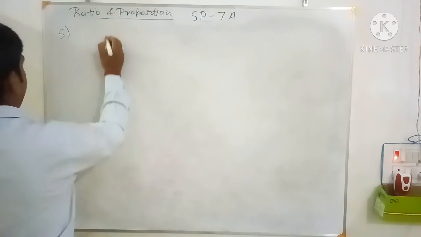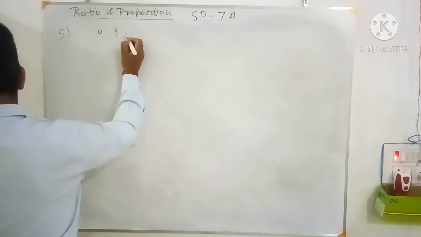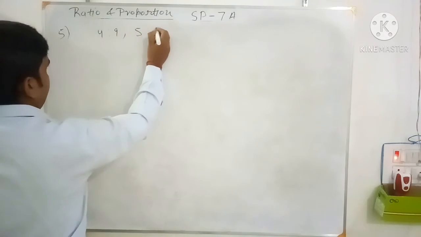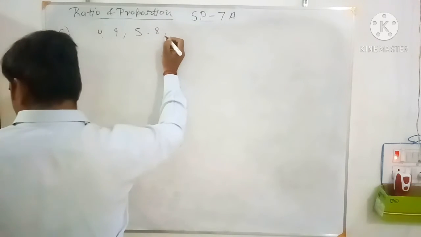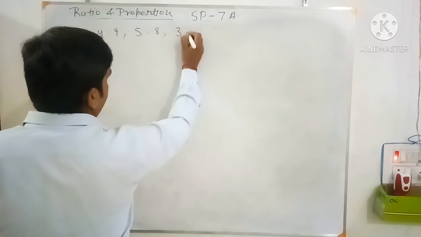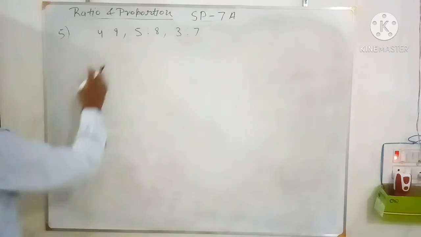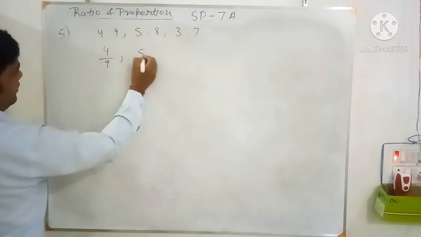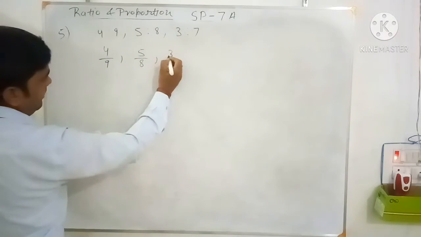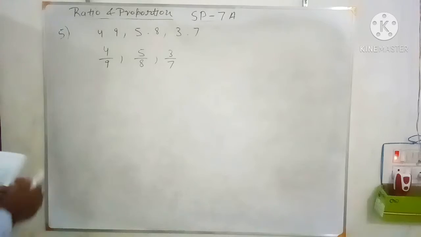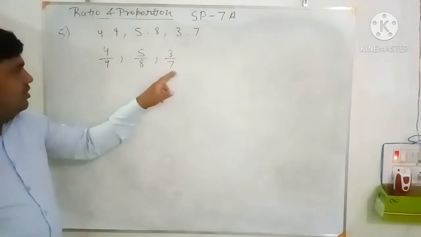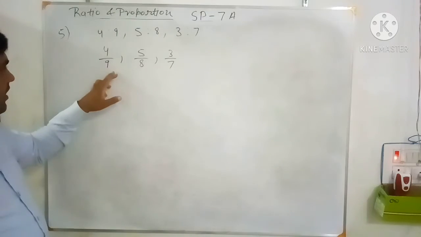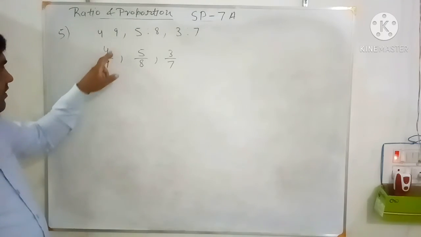The ratios is given 4 is to 9. First ratio given 4 is to 9. Second ratio given 5 is to 8. And third ratio given 3 is to 7. So again we write this ratio in the fraction form. 4 is to 9 can be written as 4 by 9. 5 is to 8 can be written as 5 by 8. And 3 is to 7 can be written as 3 by 7. Now again to compare the value of these ratios, you have to make its denominator same. Again we calculate the LCM of this 9, 8, 7 and convert each denominator of the fraction equal to the LCM.